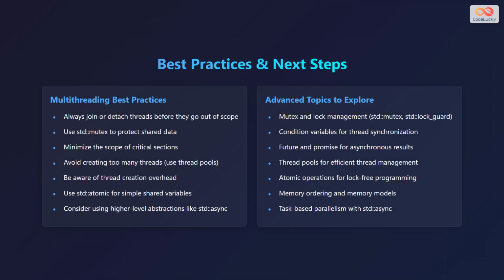To write robust and efficient multi-threaded code, here are some best practices. Always join or detach threads before they go out of scope to prevent resource leaks. Use std::mutex to protect shared data and avoid data races. Minimize the scope of critical sections to reduce contention and improve performance. Avoid creating too many threads and consider using thread pools to manage threads efficiently. Be aware of thread creation overhead and optimize thread usage. Use std::atomic for simple shared variables that require atomic operations. Consider using higher-level abstractions like std::async for asynchronous task execution.